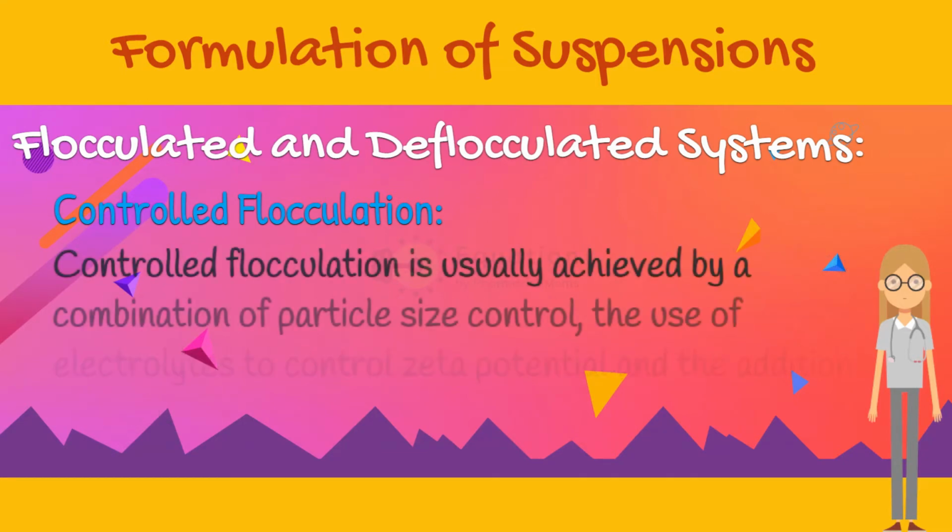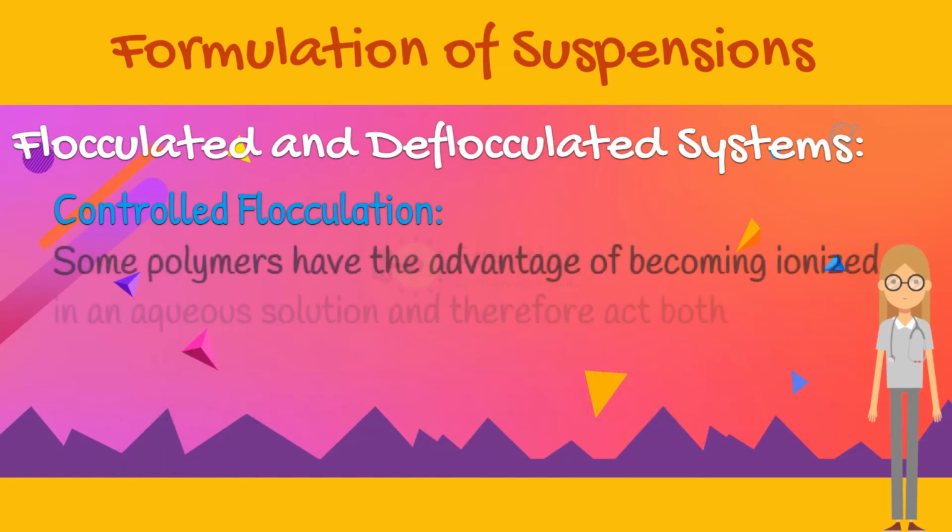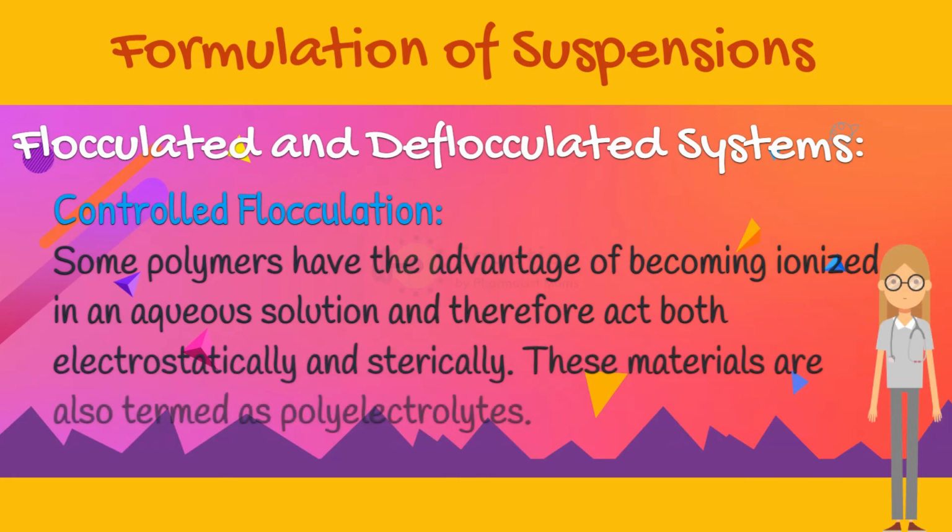Controlled flocculation is usually achieved by a combination of particle size control, the use of electrolytes to control zeta potential, and the addition of polymers to enable cross-linking to occur between particles. Some polymers have the advantage of becoming ionized in an aqueous solution, and therefore act both electrostatically and sterically. These materials are also termed polyelectrolytes.